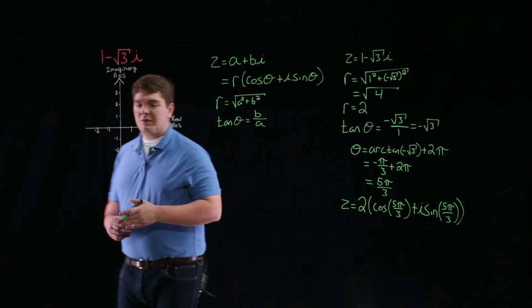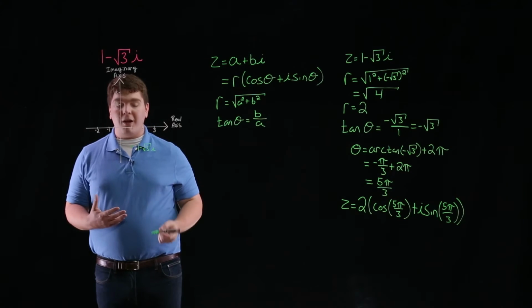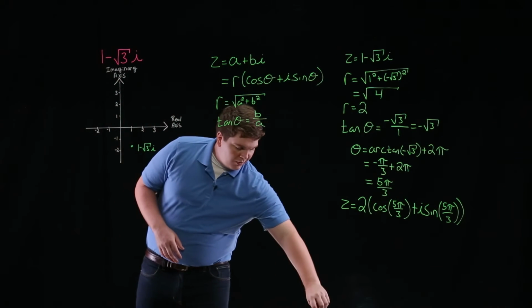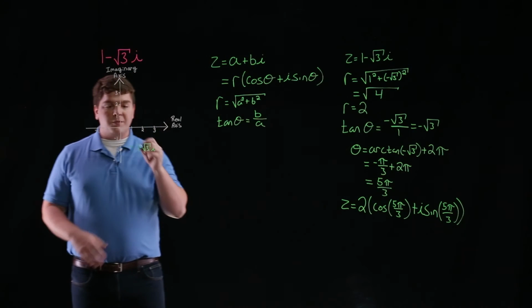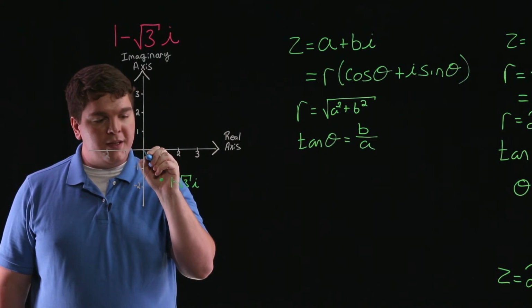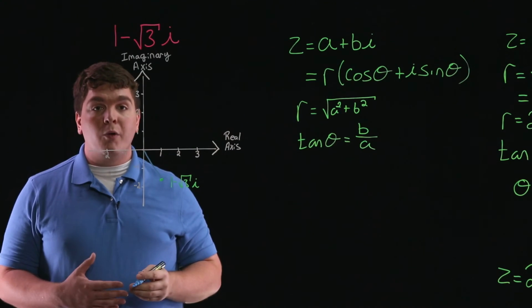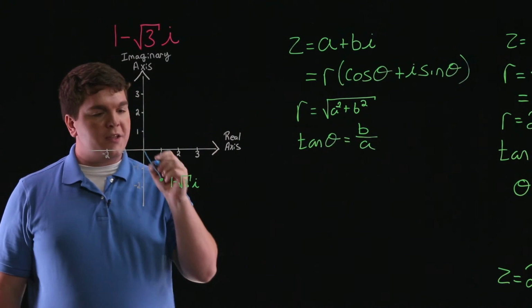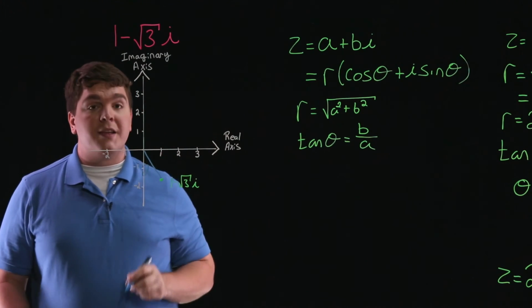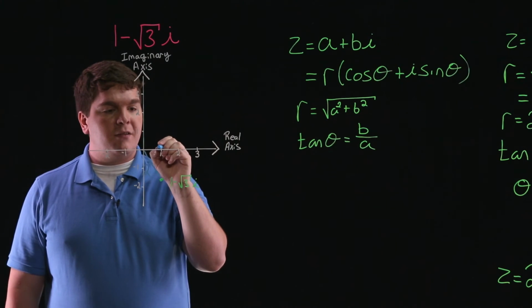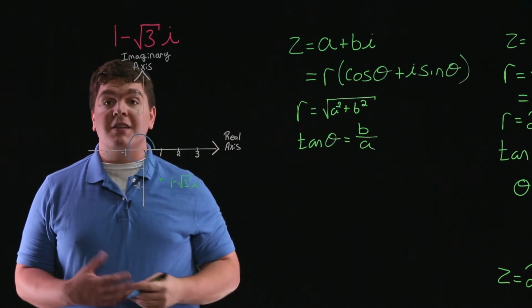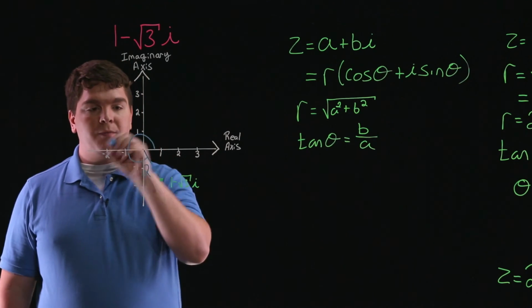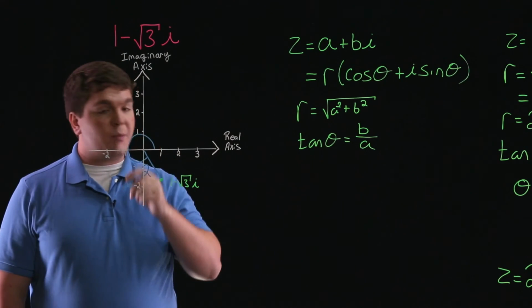Now if we come back to our point which we plotted, if we interpret what the modulus is and what the angle is, what we see is the distance from the origin to our point is our modulus, which in this case is 2, and the angle in standard position that intersects this line is our argument. So we found this to be 5 pi divided by 3.